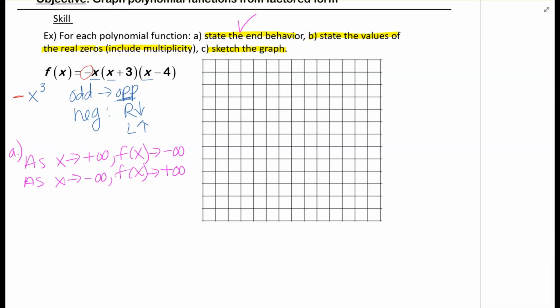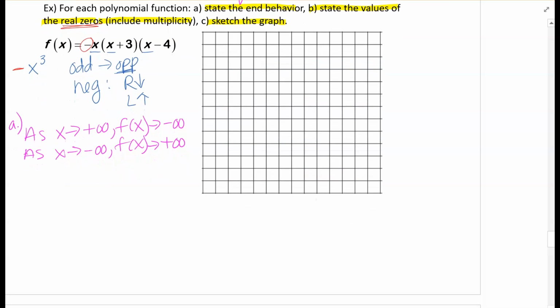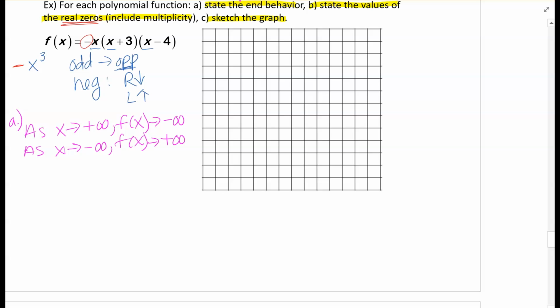Part B, now I have to look at the real zeros. So to find the real zeros, you're going to have to make each factor equal to 0. Notice I have a negative x in the front. Basically what I'm doing is taking each part and making it equal to 0. So I have this negative x over here. I'm going to make it equal to 0 and solve for x. So divide by negative 1 gives me x equals 0, since 0 divided by anything is 0. Okay? So it's my part B.